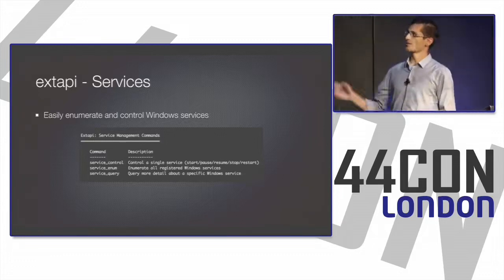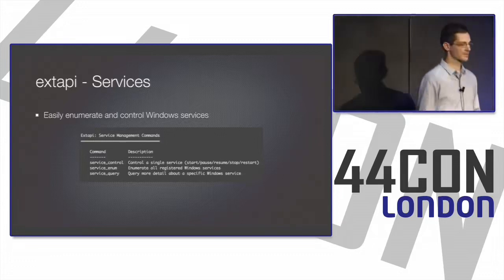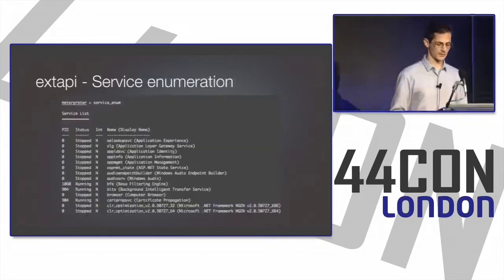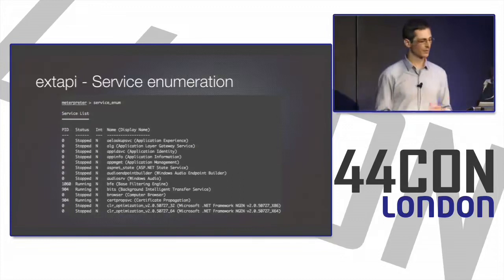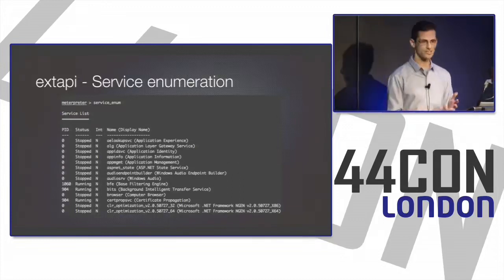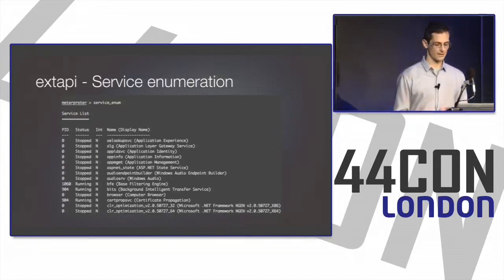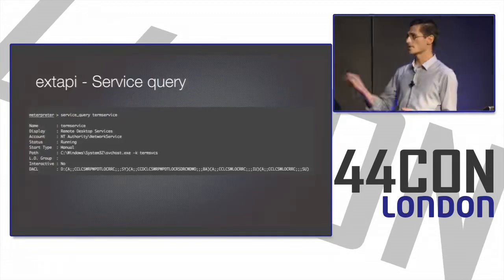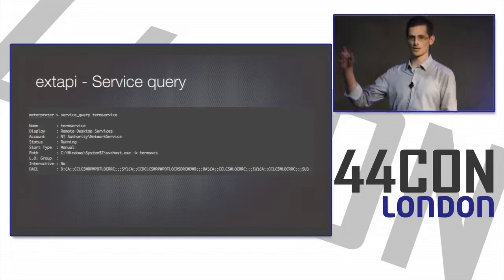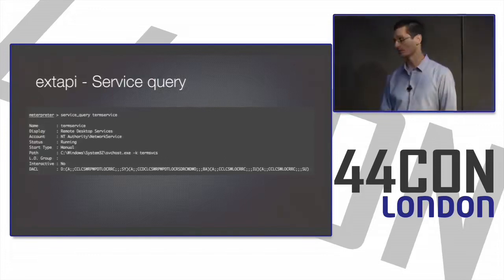So this allows you to do fairly standard service-related stuff. You can get a full list of all of the services that are running on the machine and aren't running on the machine, whether they're interactive with the desktop, you can get process IDs, that kind of stuff. And then for a particular service, you can query it directly and get more information. So this is handy for doing things like seeing whether there's unquoted service paths or whatever.